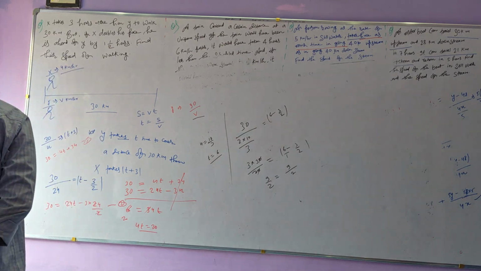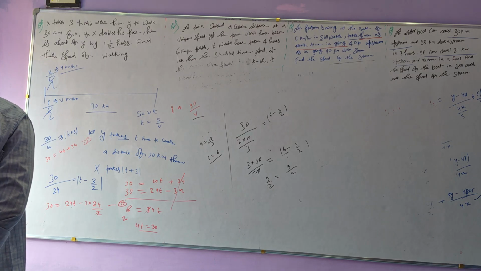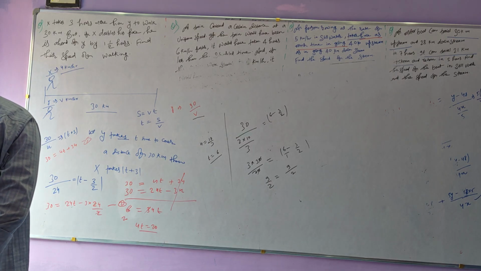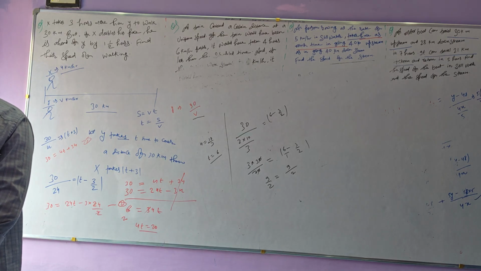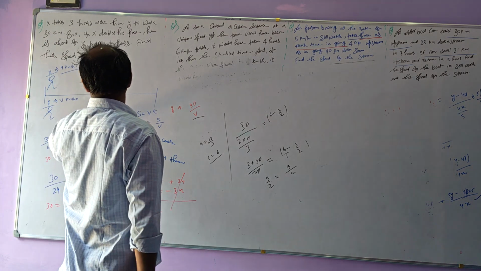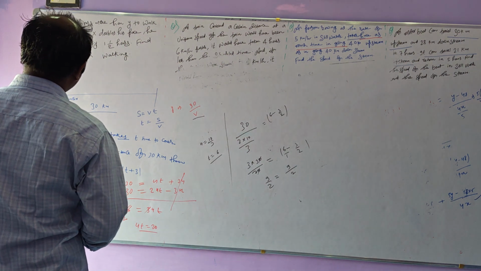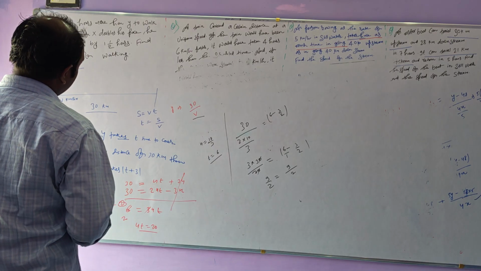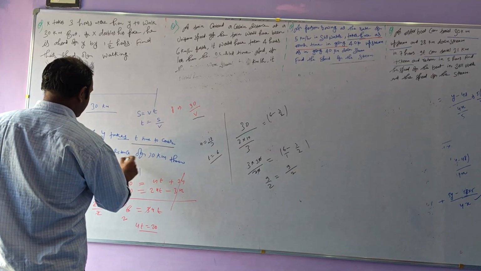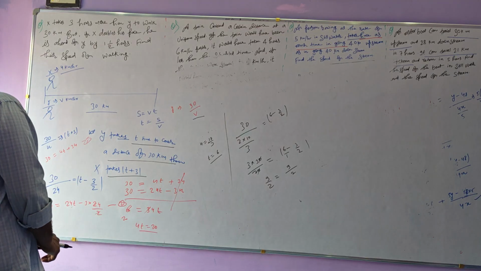X takes 3 hours more than Y to walk 30 kilometers. But if X doubles his pace, he is ahead of Y by 1.5 hours. Find their speed. X is equal to u kilometer per hour, Y is equal to v kilometer per hour. 30 kilometer distance. X takes 3 hours more than Y. If Y takes t time to cover a distance of 30 kilometers, then X takes t plus 3 time.